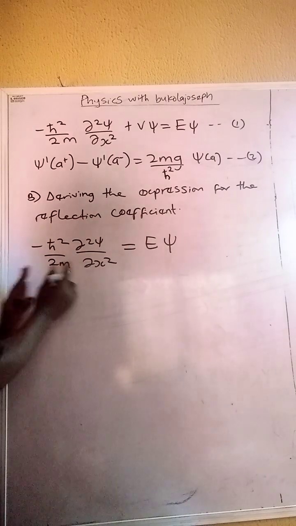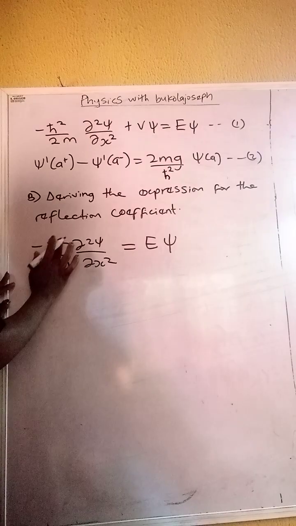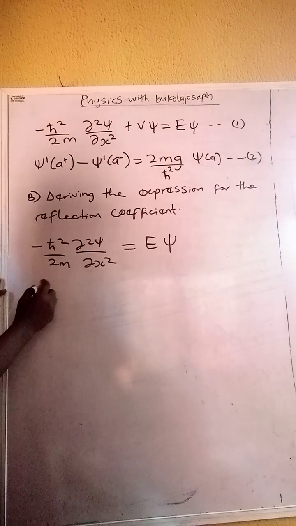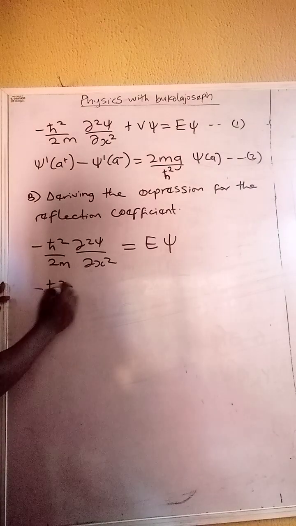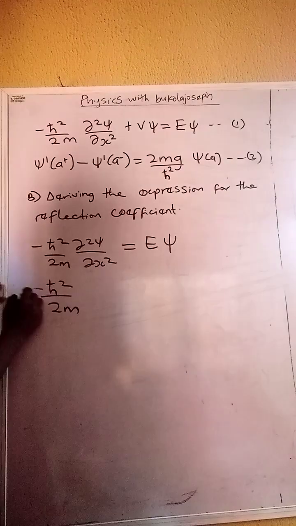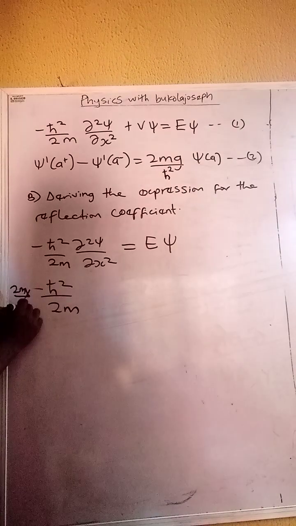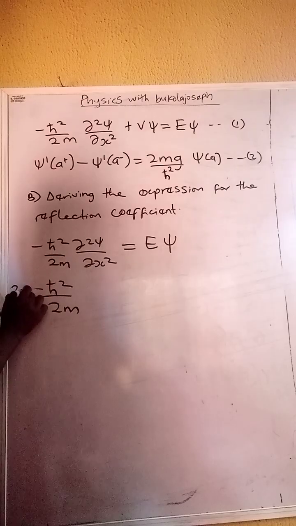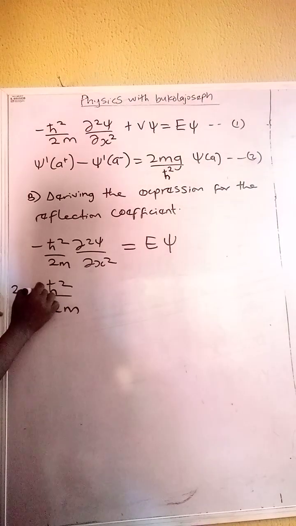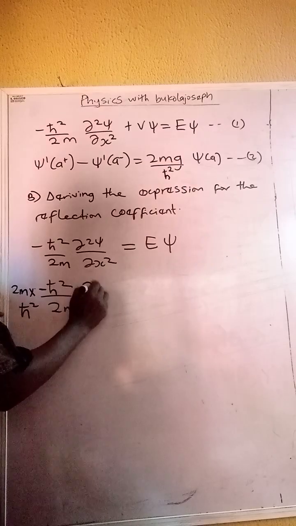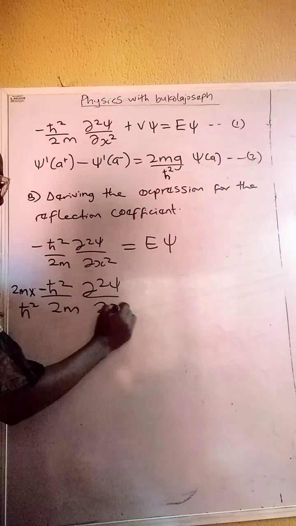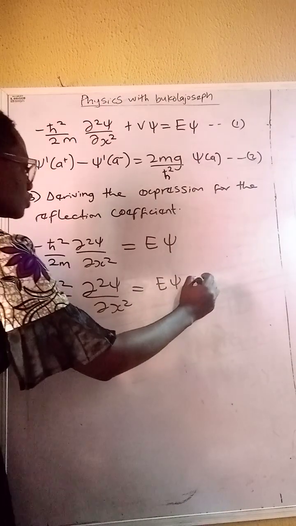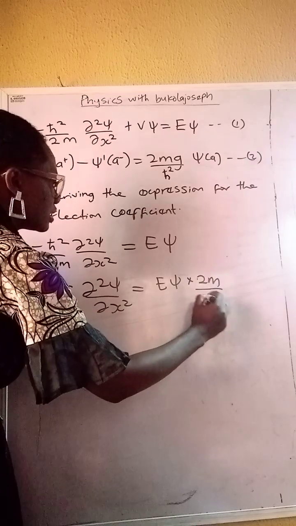To achieve this, we multiply both sides by 2m over h cross squared. So we'll have minus h cross squared over 2m times 2m over h cross squared, multiplied by d squared psi over dx squared, is equal to E psi multiplied by 2m over h cross squared.